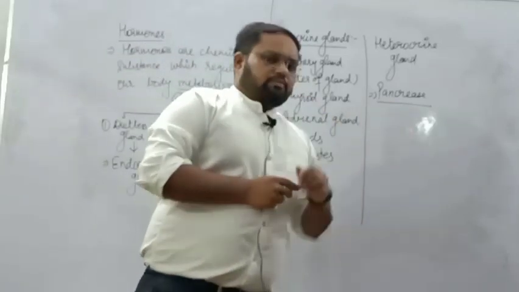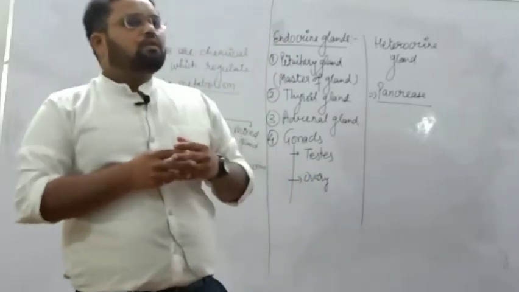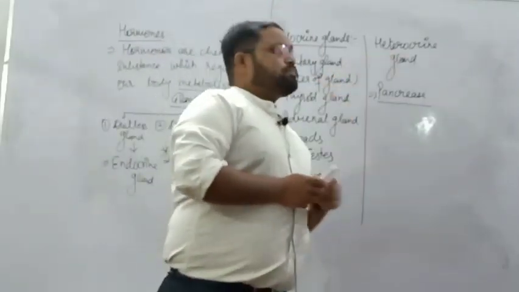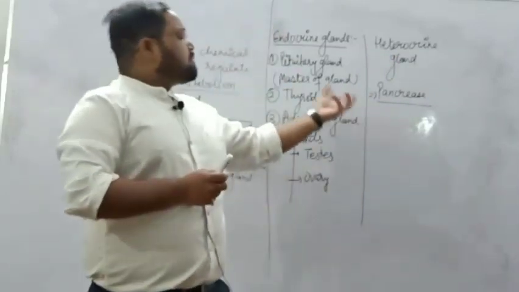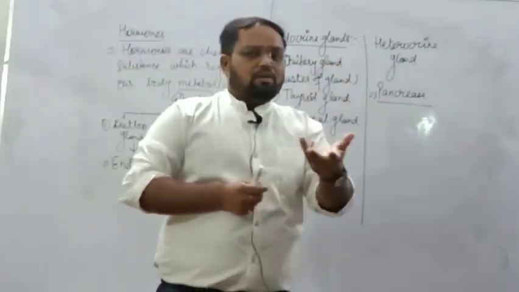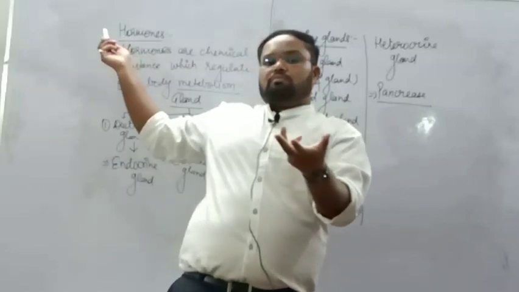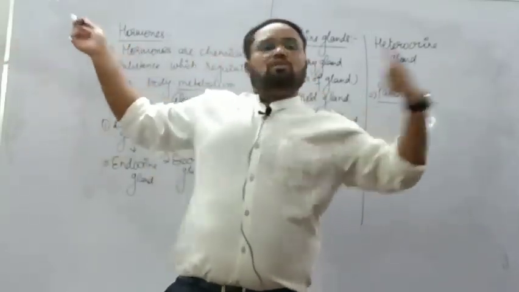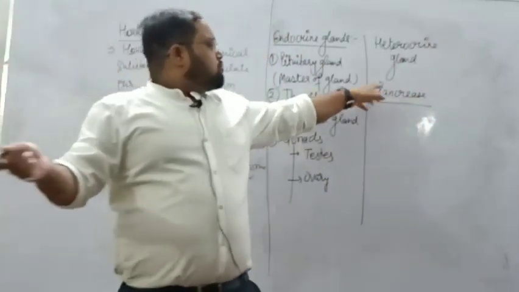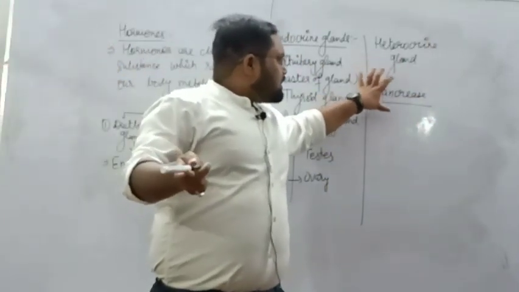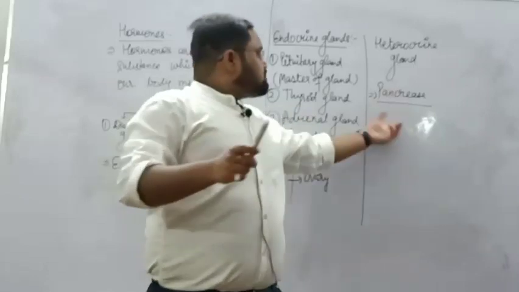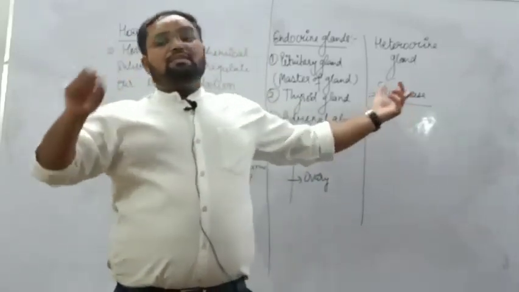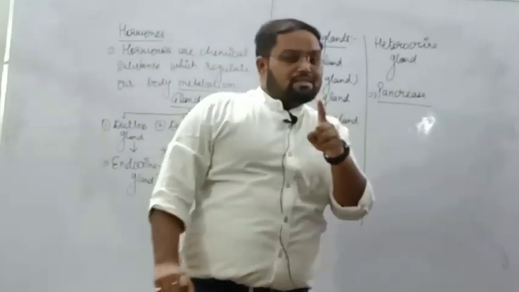Second thing, I will give you one question, just listen very carefully. Pancreas is a heterocrine gland, and you all know that pancreas secretes pancreatic juice, it means enzyme. So how does it secrete hormone? Because one gland secretes only one thing, whether hormone or enzyme. So the question is, which part of the pancreas releases enzyme and which part releases hormone?